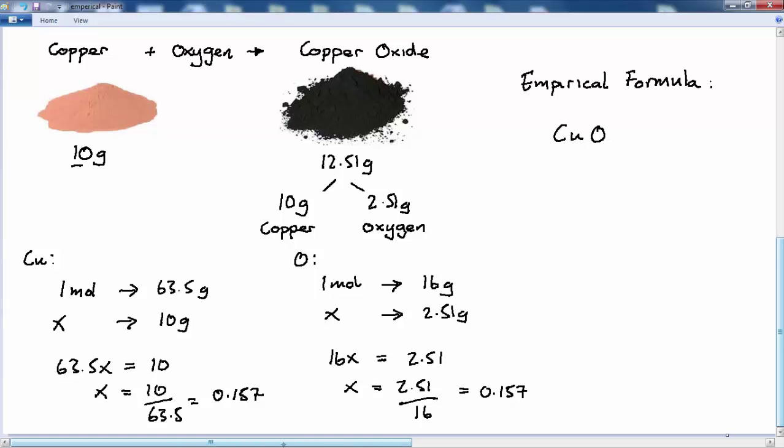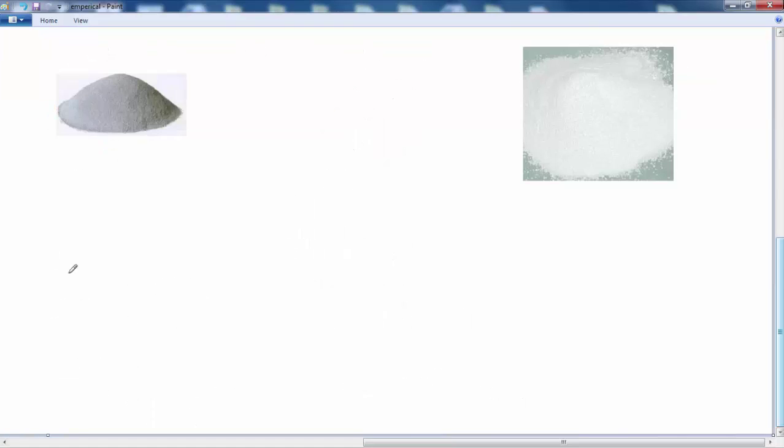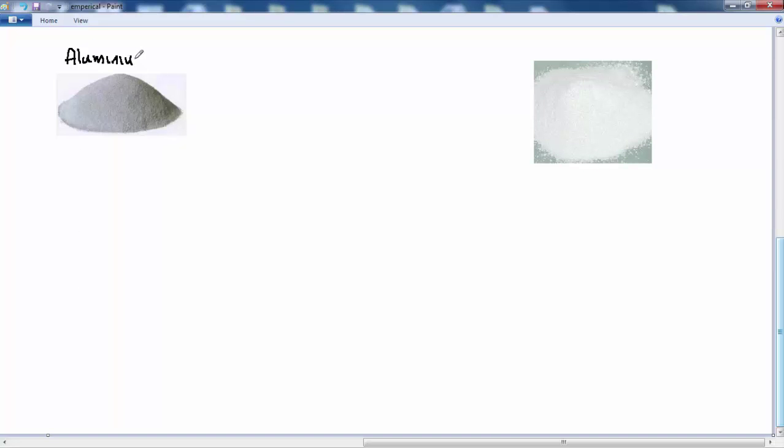Let's look at a more complicated situation. Supposing instead of finding the empirical formula of copper oxide, we're going to find the empirical formula of aluminium oxide. So we're going to do exactly the same thing as we did with the copper. We're going to start off with our aluminium powder. We're going to burn it in oxygen, okay, until the powder is completely burnt, and we're going to end up with this fine white powder of aluminium oxide. What we want to know is, what is the formula of this aluminium oxide? What is the empirical formula?